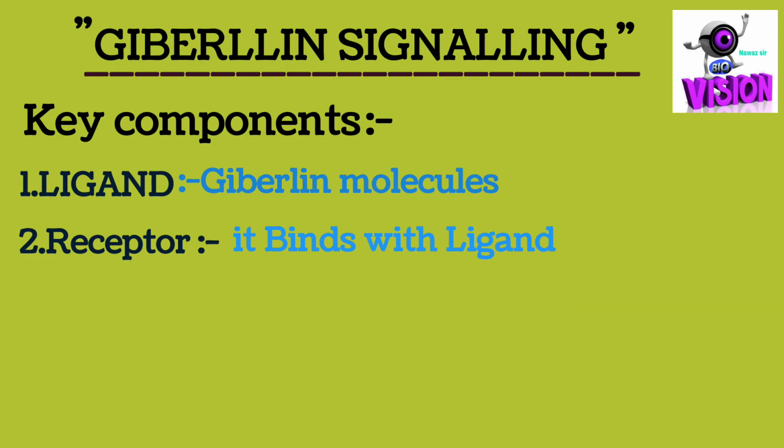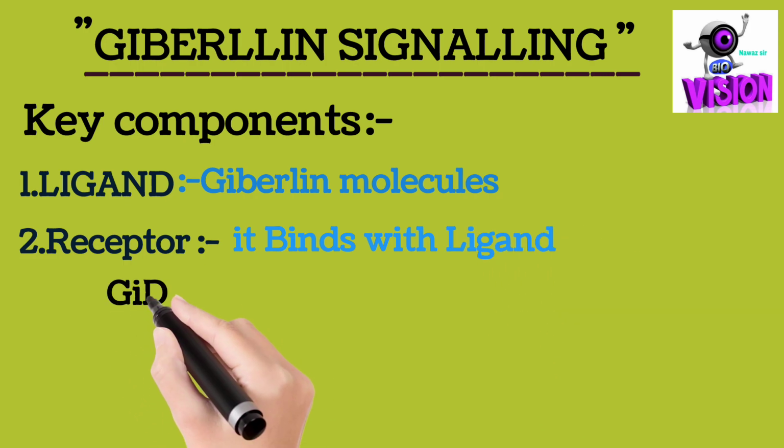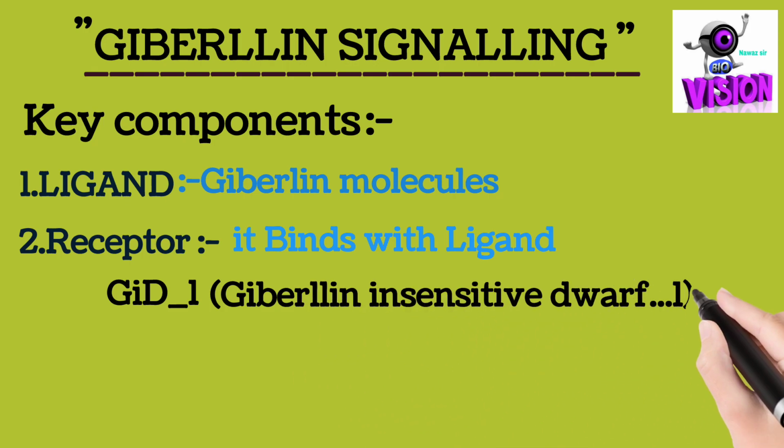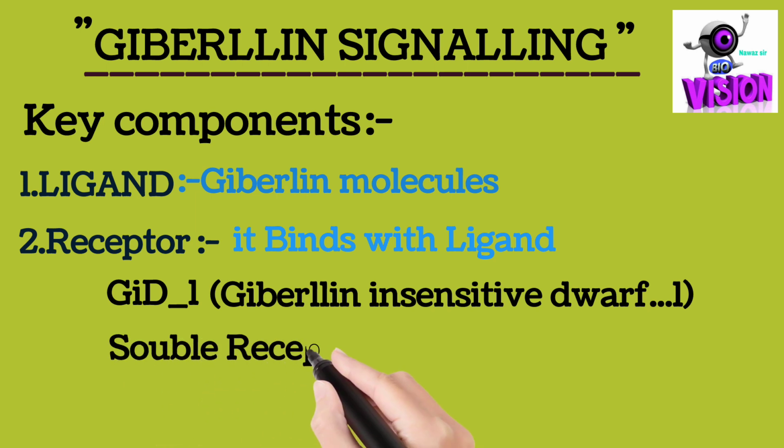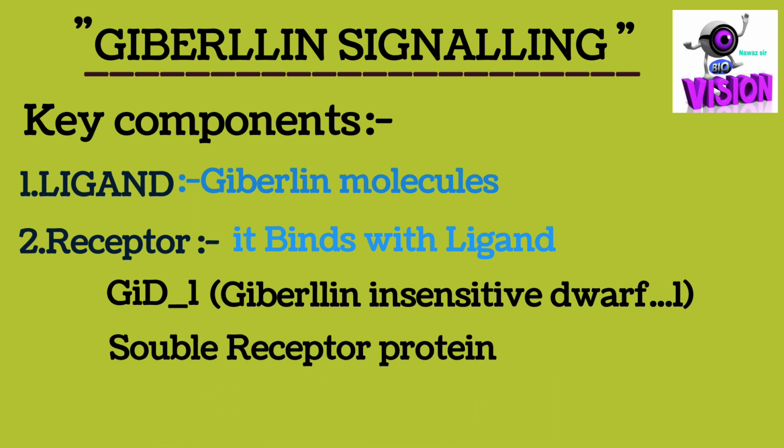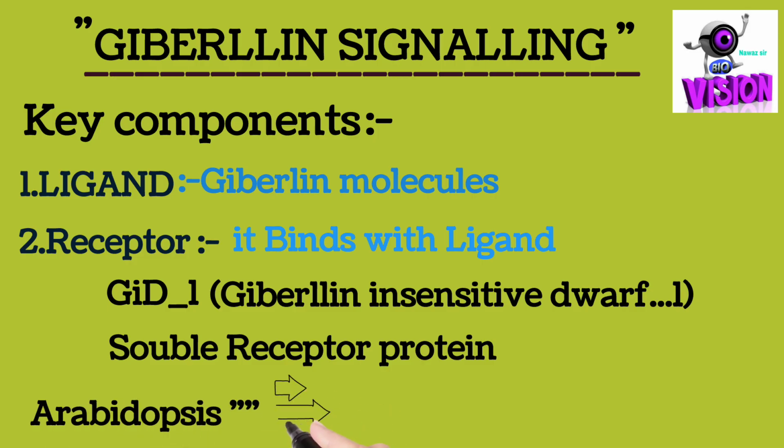The receptor used in this mechanism is known as GID1, meaning gibberellin insensitive dwarf 1 protein, found in rice. It is a soluble receptor protein. However, in Arabidopsis, the receptor has three important orthologs, namely GID1A, GID1B, and GID1C. It was all about the receptor. The receptor has special active sites to bind with gibberellin during gene expression.